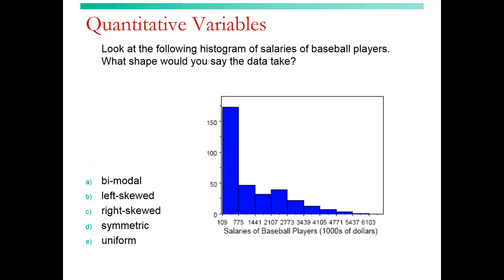Quantitative variables. Look at the following histogram of salaries of baseball players. What shape would you say the data take? Well, there's a tail here, and the tail is pointing to the right-hand side. This is a right skewed histogram. More information is on the left side. Less information is on the right side. We call that right skewed.